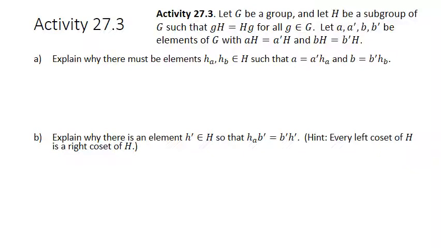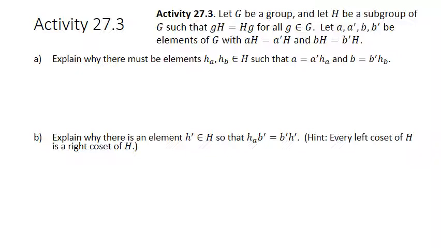Okay, so let's look at this activity. Let G be a group and let H be a subgroup of G such that gH equals Hg for all g in G. Let a, a', b, and b' be elements of G with aH equal to a'H and bH equal to b'H. First of all, we have to explain why there must be elements h_a and h_b in H such that a equals a'h_a and b equals b'h_b.